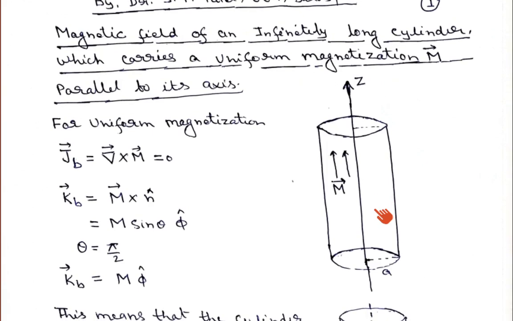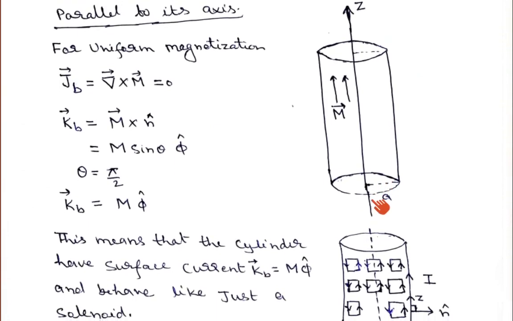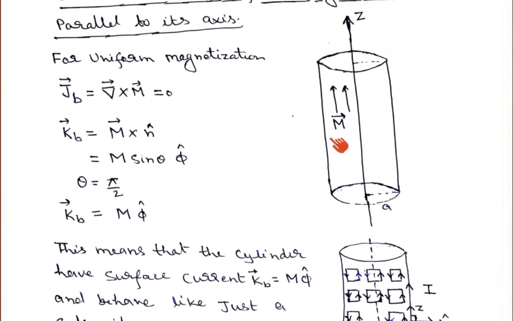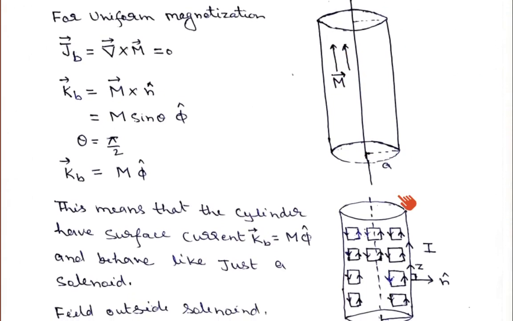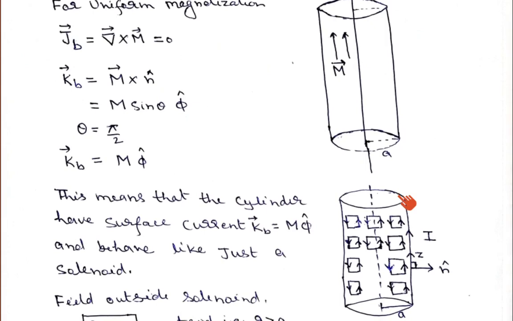Let us assume that we have a magnetized cylinder kept along the z axis, and this is the direction of magnetization, with radius a. If the cylinder is uniformly magnetized, then as we learned in previous lectures, the magnitude of the internal currents will be equal but the direction is opposite, so the internal currents will cancel each other.